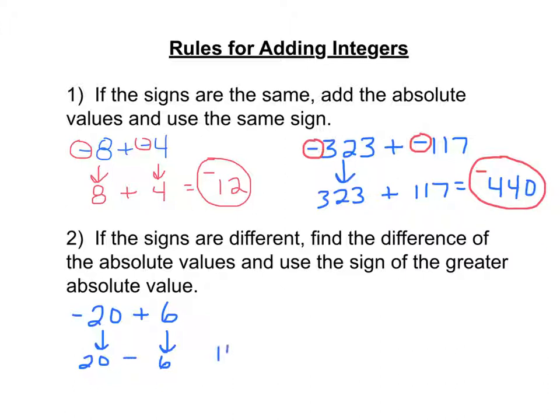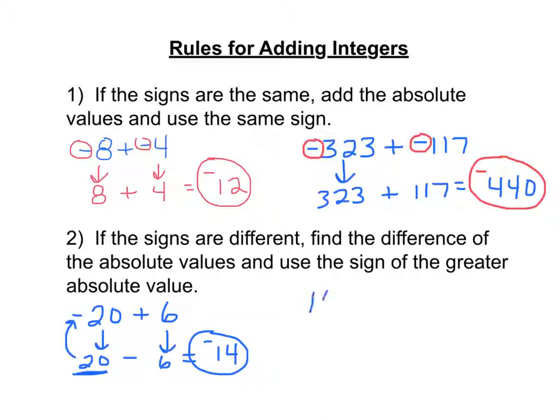So I get 14. And I want to use the sign of the greater absolute value. Well, this is the greater absolute value, and this had the negative sign attached to it. So the answer to this is a negative 14. Here's another example.